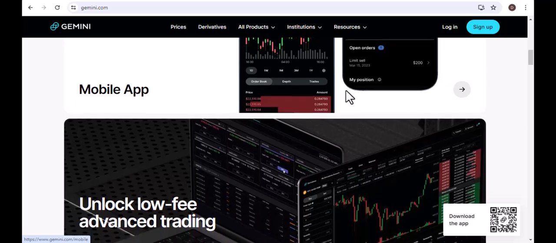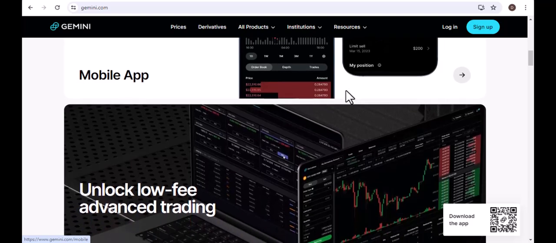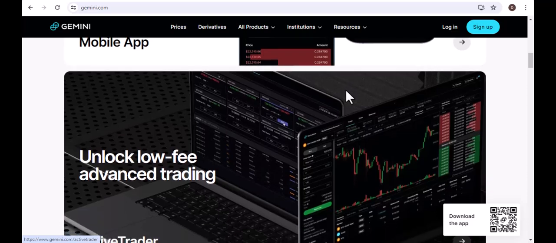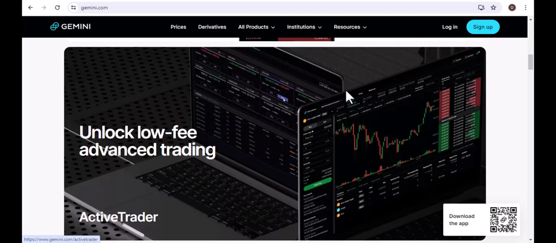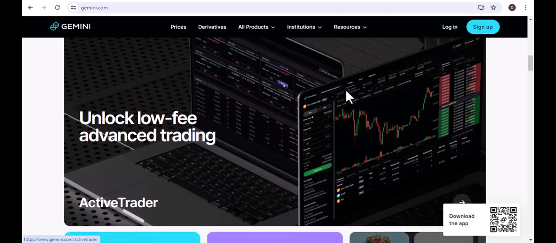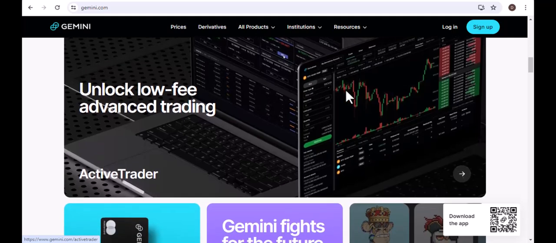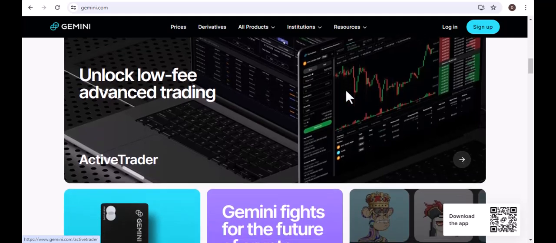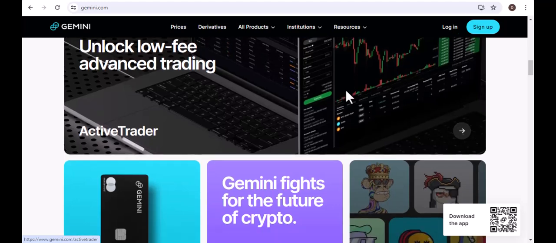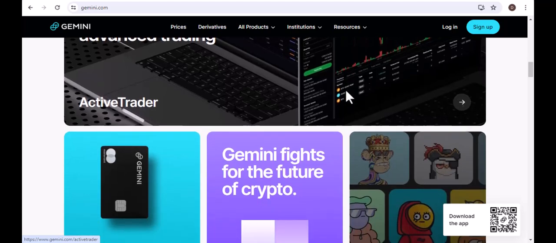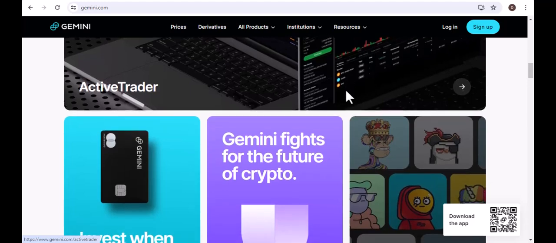MACD, Moving Average Convergence Divergence. The MACD is a trend-following momentum indicator that shows the relationship between two moving averages of an asset's price. It consists of the MACD line, the signal line, and a histogram. Traders often look for crossovers between the MACD line and the signal line, as well as divergence between the MACD and the price, to identify potential trend changes.